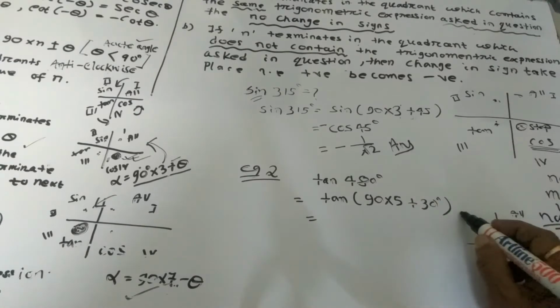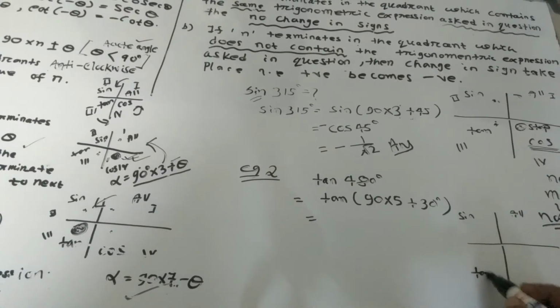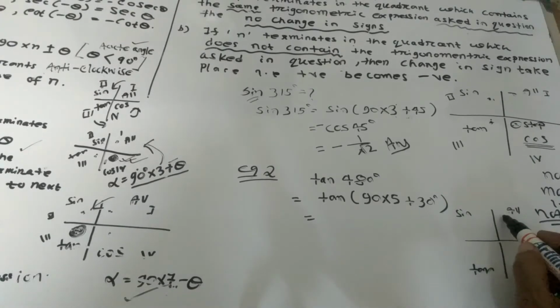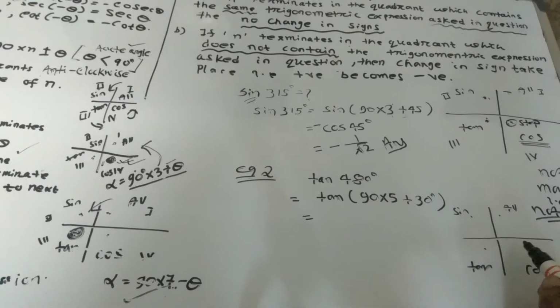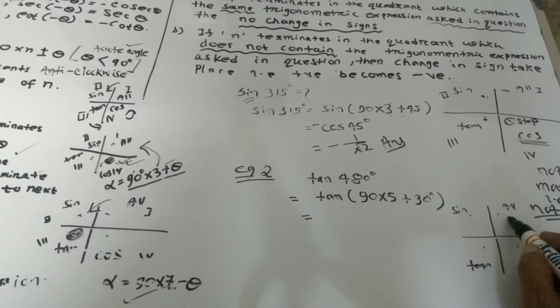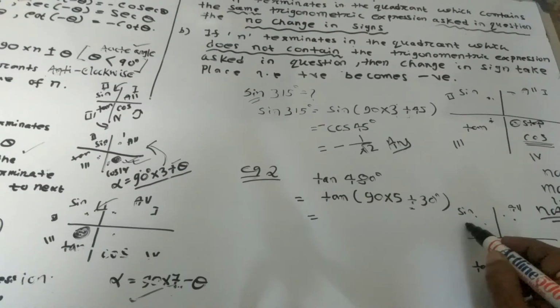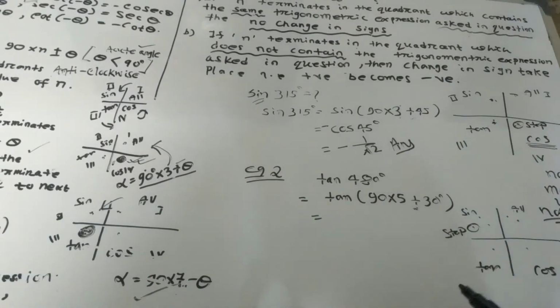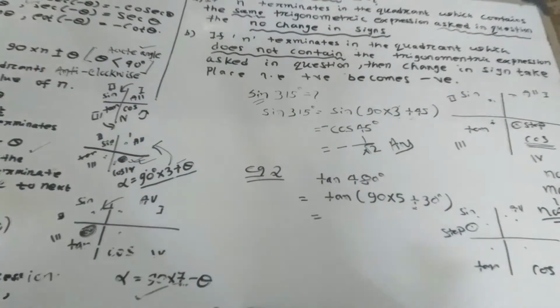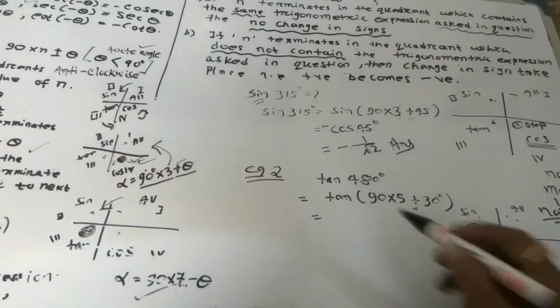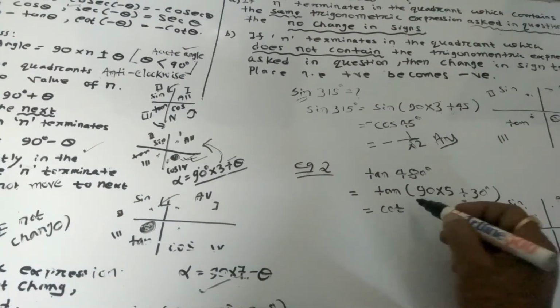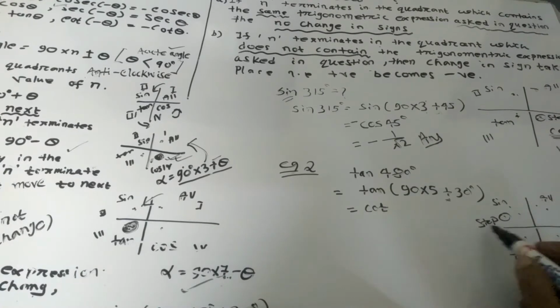All sine tan cos. So 3, 4, 5. Then next, it is in this quadrant. It is sine, but that is tan. So it will change to cot, because we stop there in the sine quadrant, but that is tan, not same. So we have to write cot.